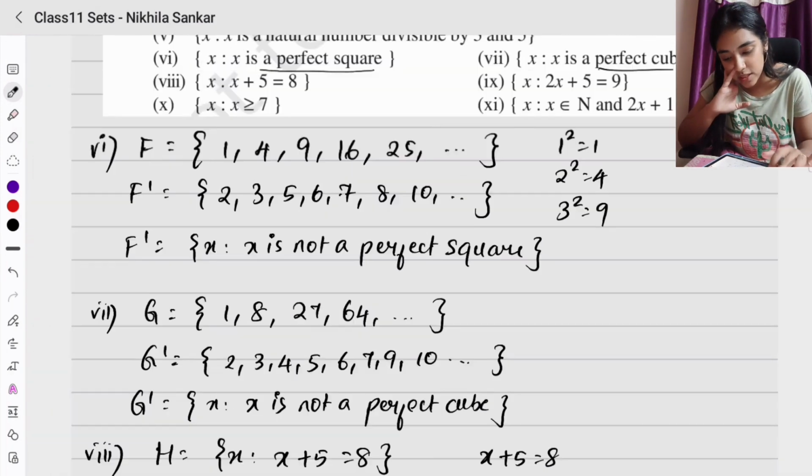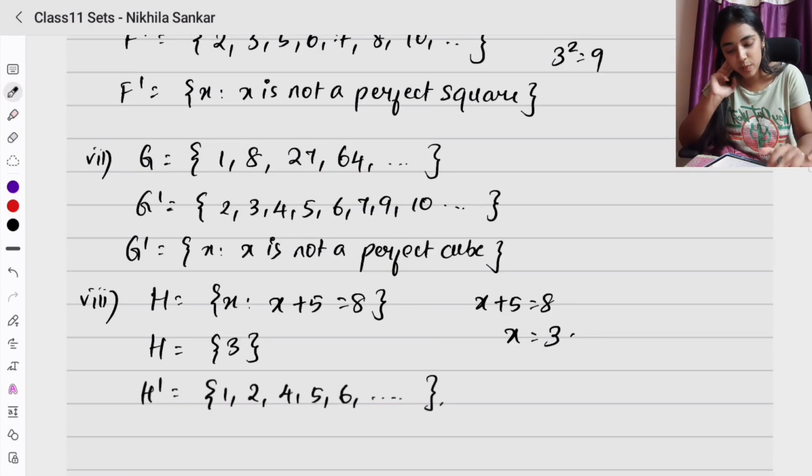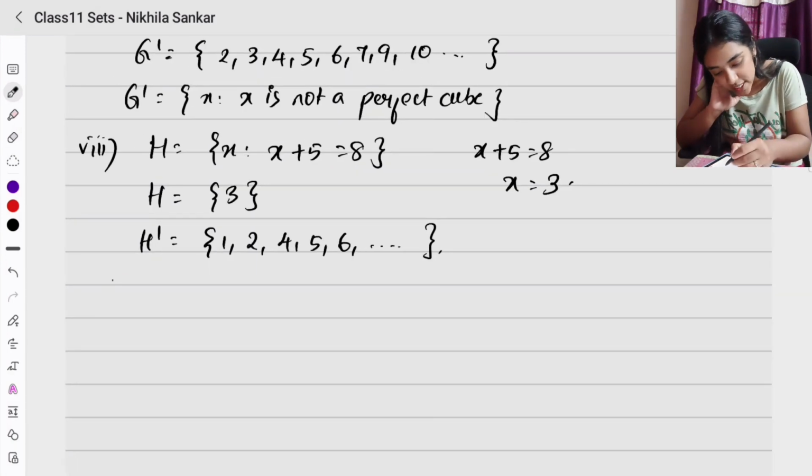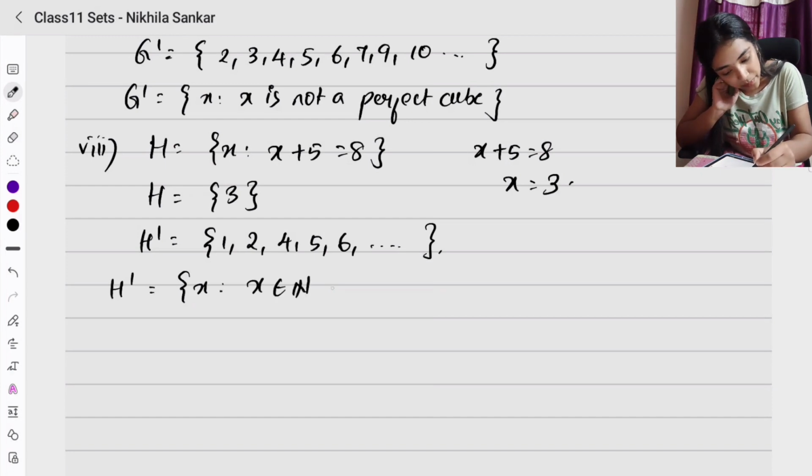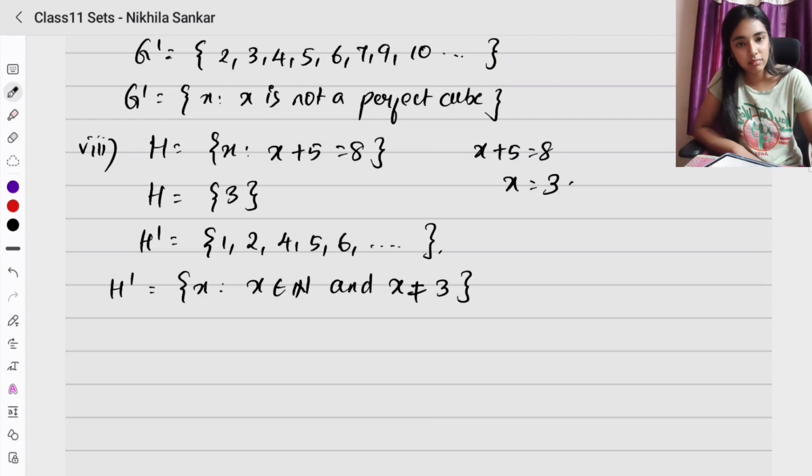So how can you write this? What is your H? X plus 5 equals 8, so x is equal to 3. So I can write my H dash as x such that x belongs to natural number and x is not equal to 3. So in that I am going to write 3. X is a natural number and x is not equal to 3.